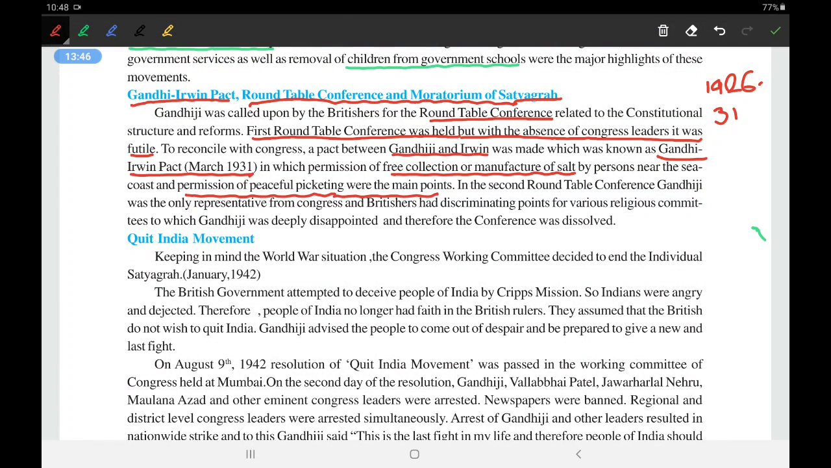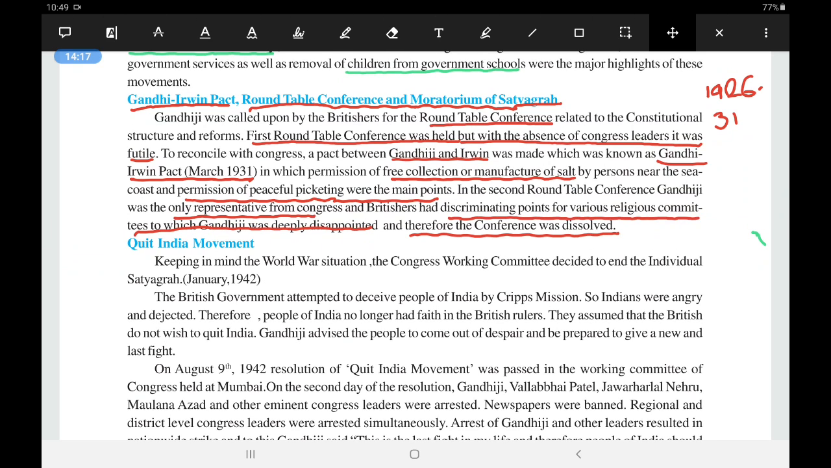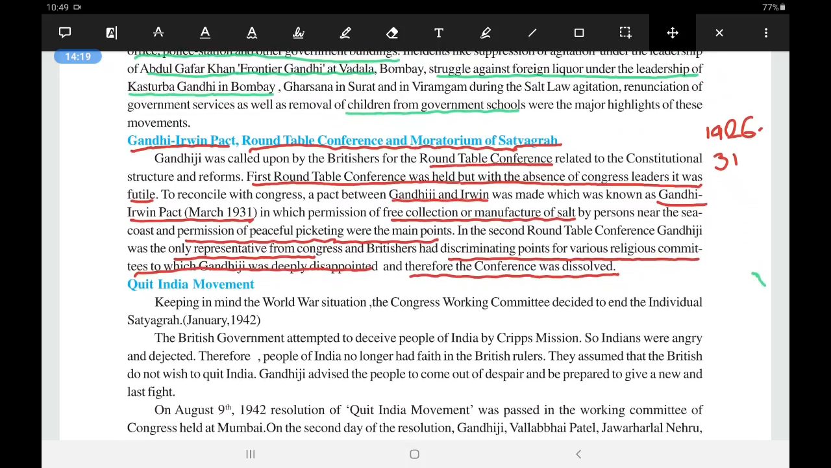In the second Round Table Conference, Gandhiji was the only representative from Congress, and Britishers had discriminating points for various religious communities, about which Gandhiji was deeply disappointed. The points presented by the Britishers were not as per Gandhiji's views, and that's why he did not like it, and due to that, this particular Round Table Conference also was totally futile, meaning useless, right? So in this video lecture, we'll stop here.